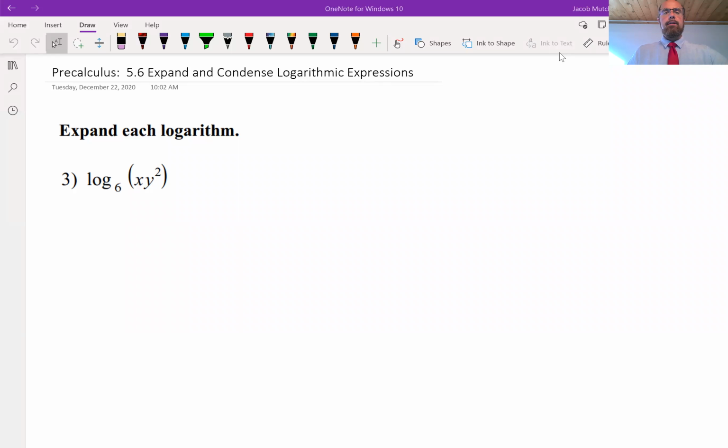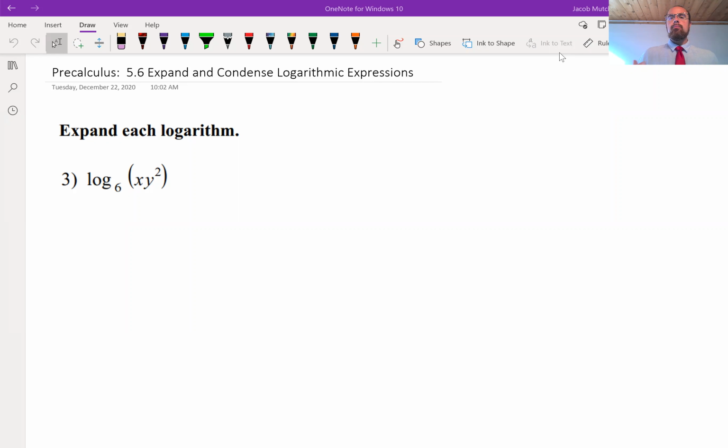Welcome to Pre-Calculus. Today we will investigate expanding and condensing logarithmic expressions. We'll take a look at four examples, two that are expansions and two that are condensations. So our first example is log base 6 of the argument x, y squared.